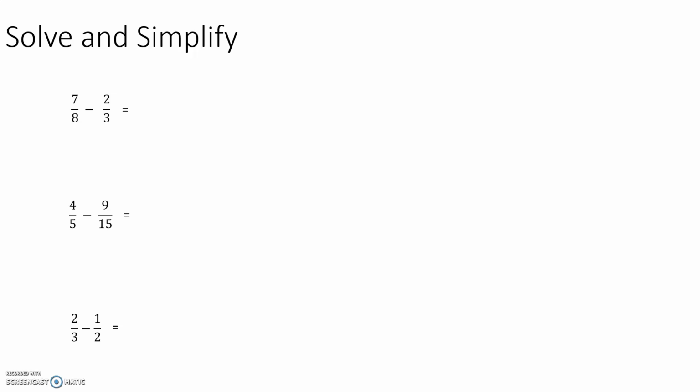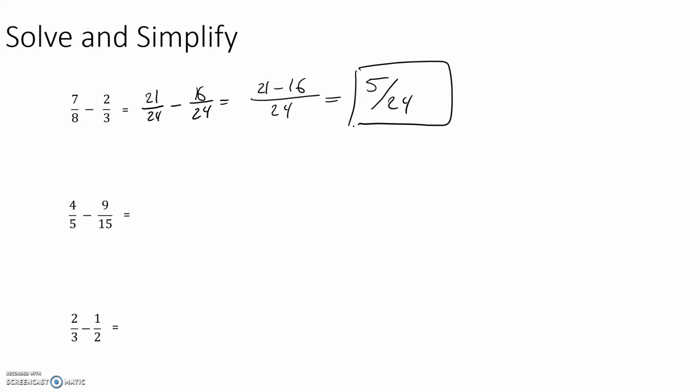All right, so 7/8 minus 2/3. So my common denominator is going to be 24. So equals 24. All right, 8 times 3 is 24, so 3 times 7 is 21. 3 times 8 is 24, so 2 times 8 is 16. And that becomes 21 minus 16 over 24, and that equals 5/24. All right, and that is in simplest form.